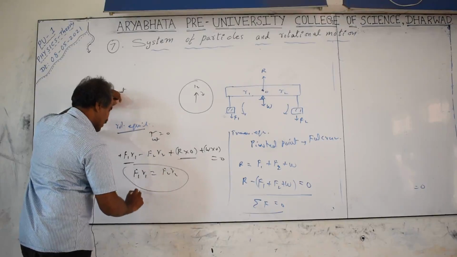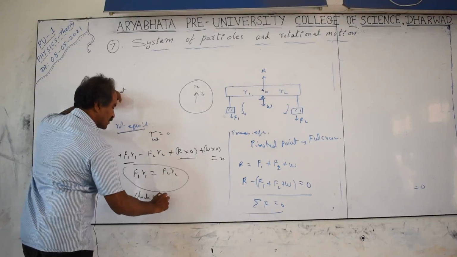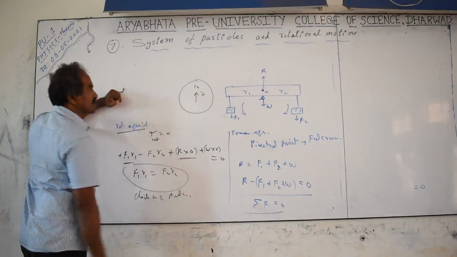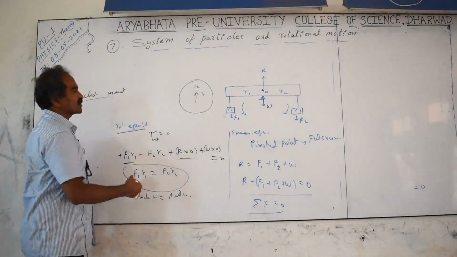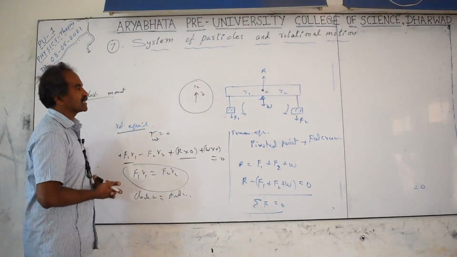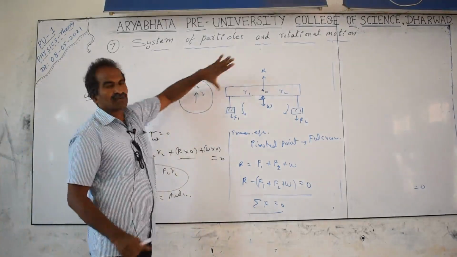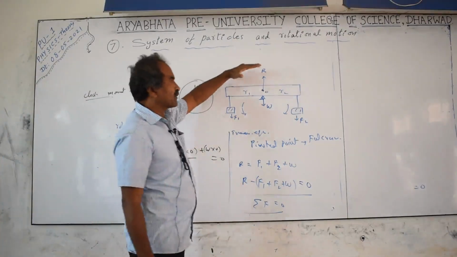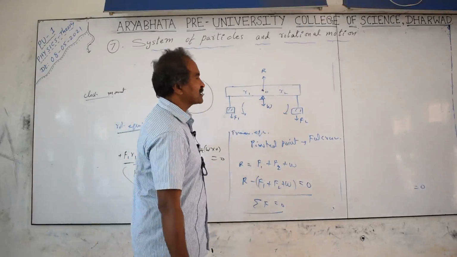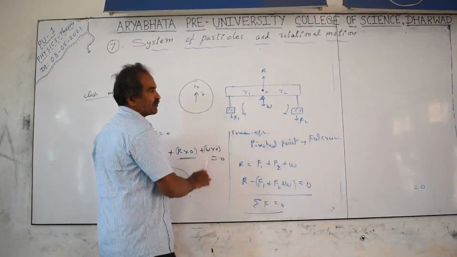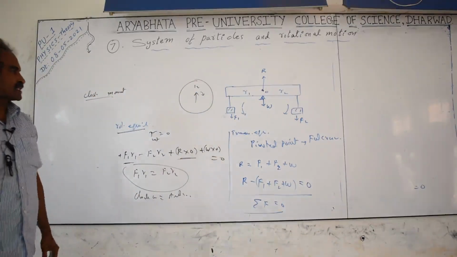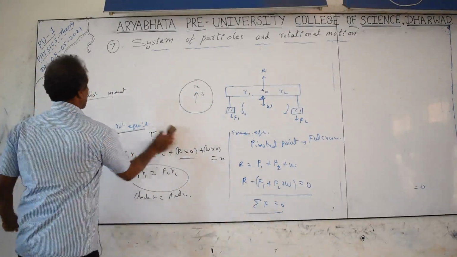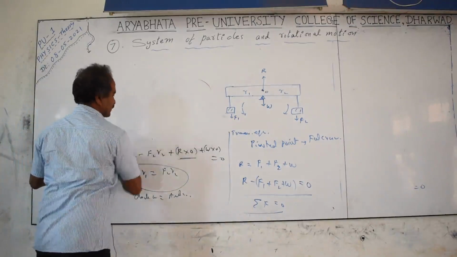That means the clockwise moments are equal to the anti-clockwise moments. Even if many forces are acting, the sum of the clockwise moments is equal to the sum of the anti-clockwise moments. This is also a condition for keeping a rigid body in equilibrium, and it is called the principle of moments and the law of parallel forces. I have discussed the law of parallel forces in a different way, but the principle of moments we have to discuss.